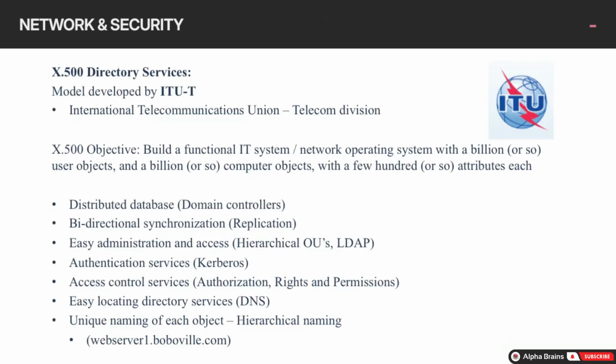And then finally, we have the server's name. In this case, it's web server 1, and that would be the local host name for that web server that is a member of the trusted entity domain or realm called boboville.com. So using this three-tier hierarchical namespace, I can uniquely name billions of objects. And that's a requirement for X.500 directory services.